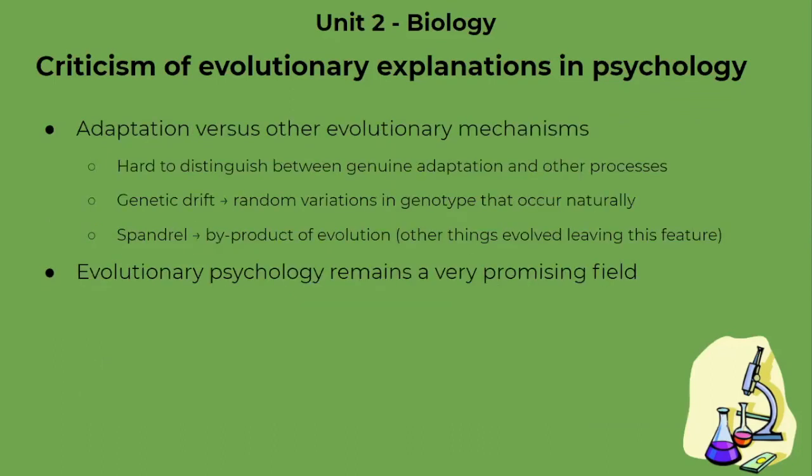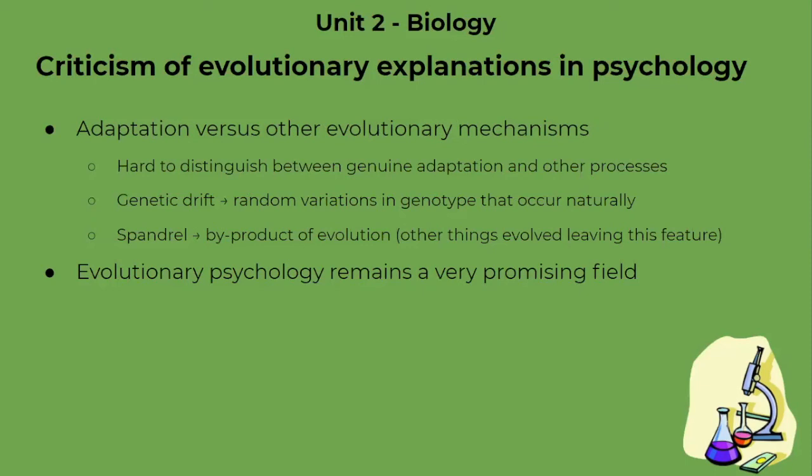Lastly, we have adaptation versus other evolutionary mechanisms. It's very hard to distinguish between actual adaptation and other processes such as genetic drift, which is a random variation in genotype that occurs naturally. For example, as a result of a natural disaster, a bunch of the genes in the gene pool might be reduced. This is hard to distinguish from actual evolution through natural selection.